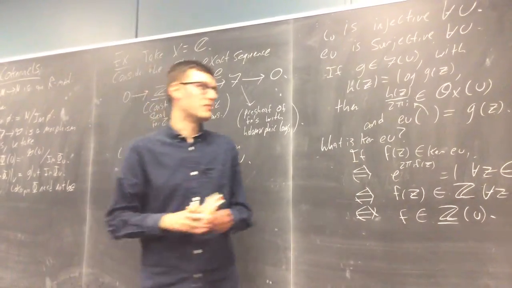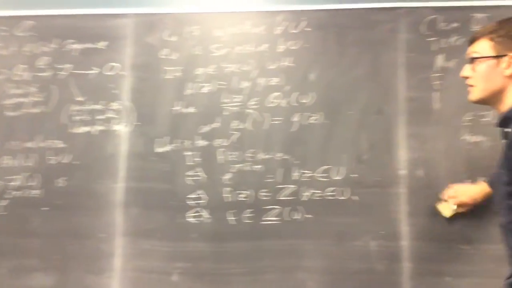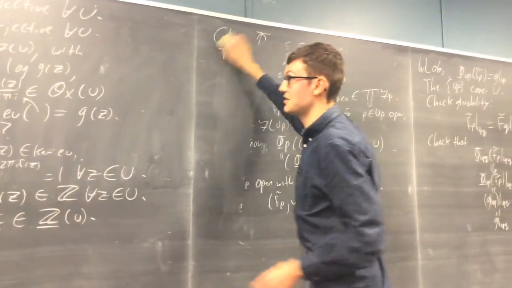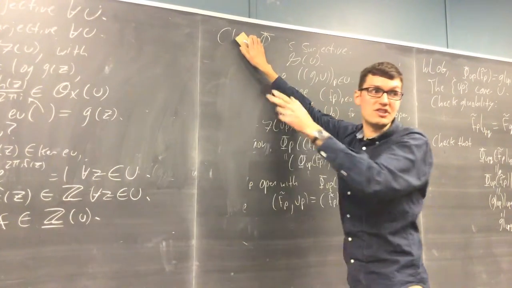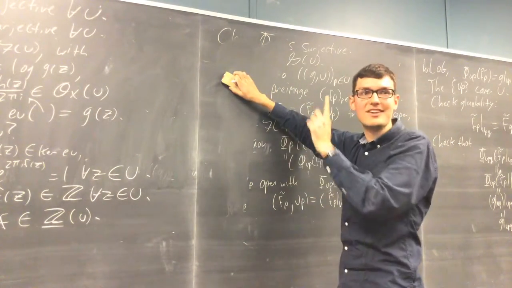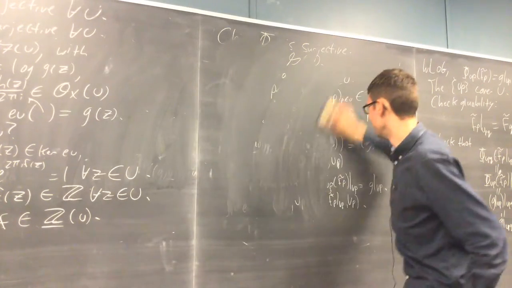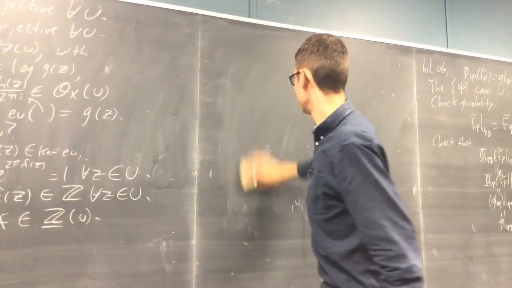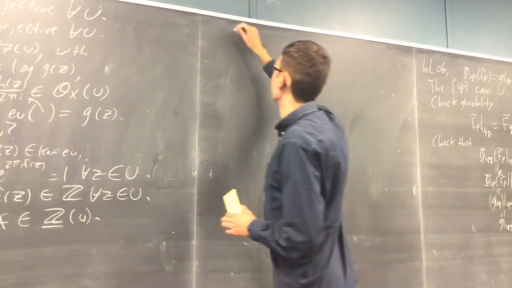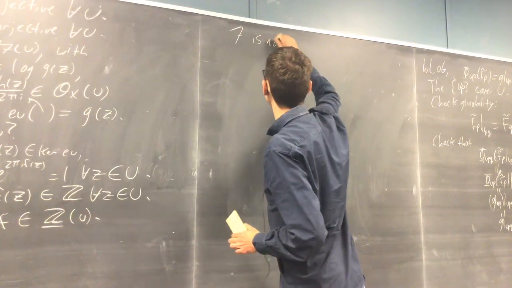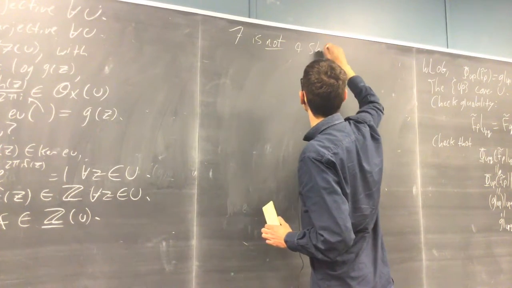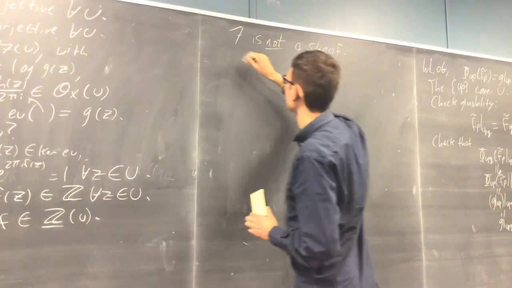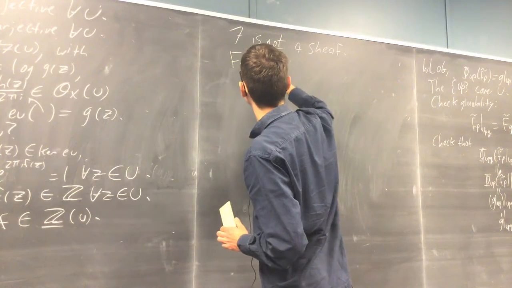Okay. So where does the co-kernel come in? Well, I've now got you an exact sequence, and I've pointed out that this F is not a sheaf. Or I haven't yet. Aha. That's the missing piece. F is not a sheaf. So it fails gluability.